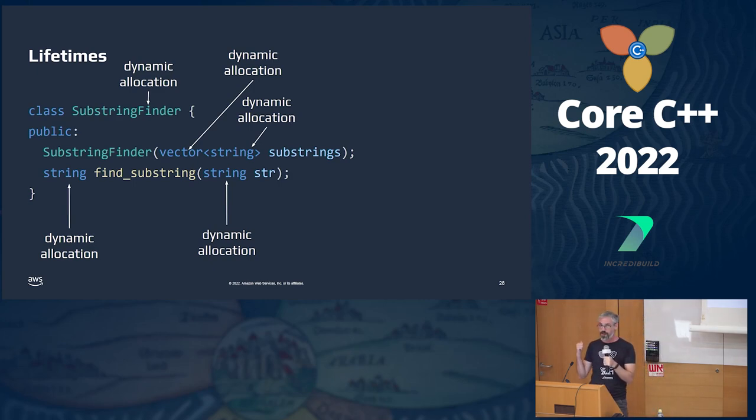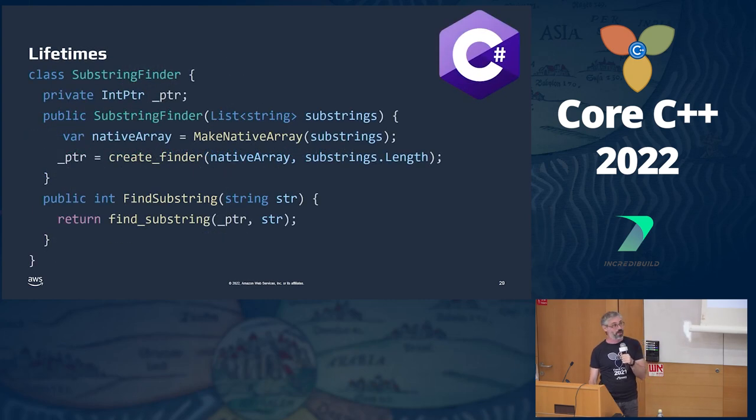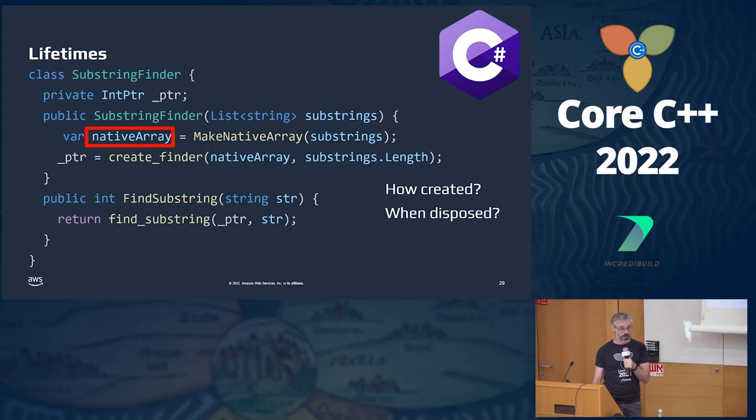And the nice thing about dynamic allocations is somebody has to go and tell our memory allocator to free that memory. And you might notice something about the C-sharp code I wrote. No one releases anything. I didn't write that part. I hurriedly passed over how we convert a C-sharp list of strings into a native array of strings. I did not at all talk about when that native array is disposed. So, yes, we need to manage lifetimes.